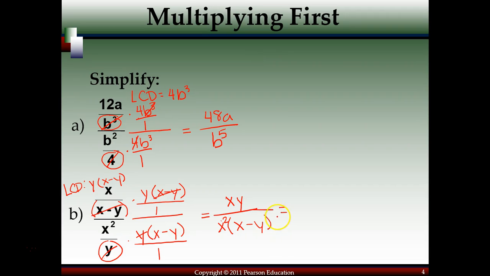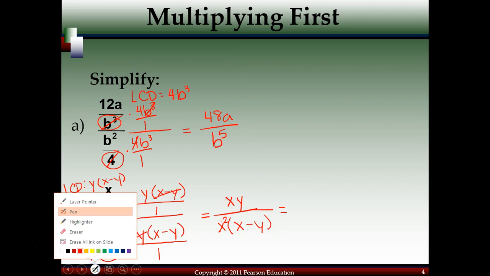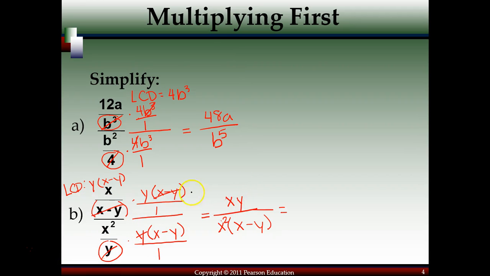Now, the next step is to simplify any further if possible, and we can actually take another factor of x out of this right here. This is like saying x to the first, and it completely cancels out with one of the x values here. So we're left with x to the first power in the denominator. We can write this answer as y over x times x minus y.